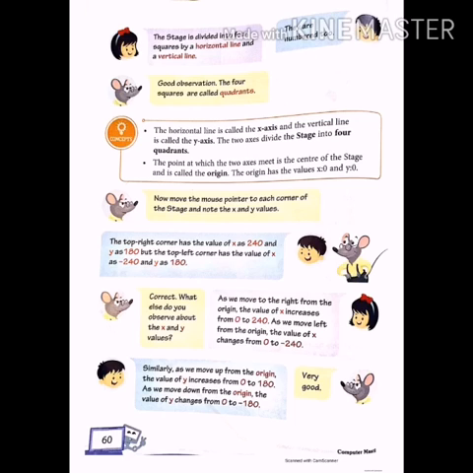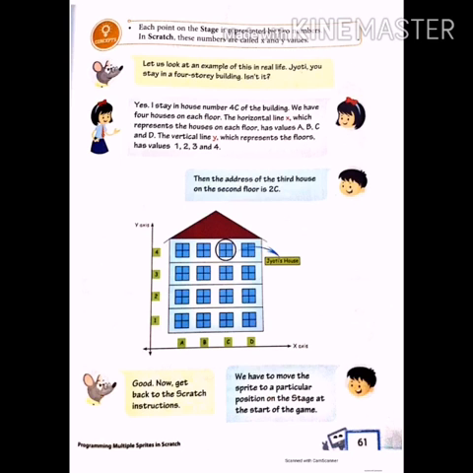Like 0, 0. If the x value and y value are 0, that is known as the origin of the sprite. Now move the mouse pointer to each corner of the stage. Note the x and y values will change. Correct. What else do you observe about x and y? As we move to the right from the origin, the x value increases from 0 to 240, and the y value goes up to 180 and down to -180.